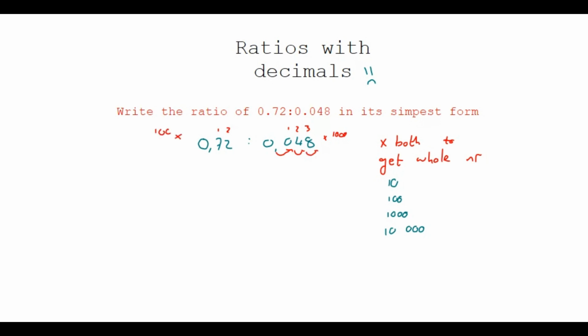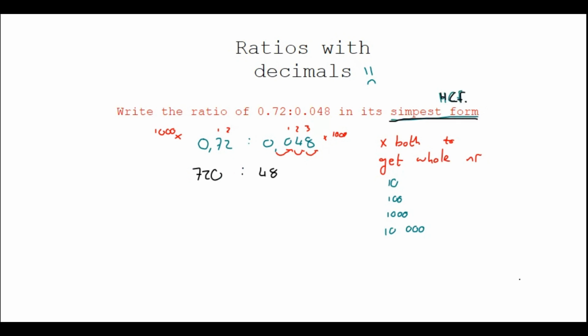So we have to multiply both with 1,000. 0.72 multiplied by 1,000 becomes 720. And 0.048 multiplied by 1,000 becomes 48. And they wanted it in the simplest form, so we go back to the first type of question. We get the highest common factor. Alright, so the highest common factor between 720 and 48 is 48. So we are going to divide both of these by 48, and here we would get 15 to 1. And there is our simplified ratio.